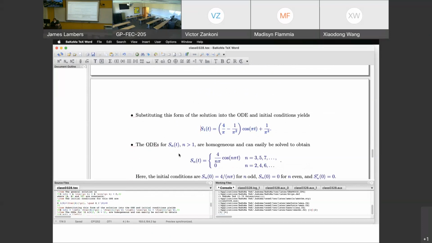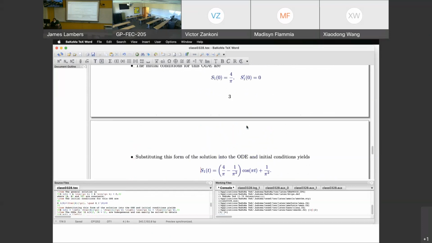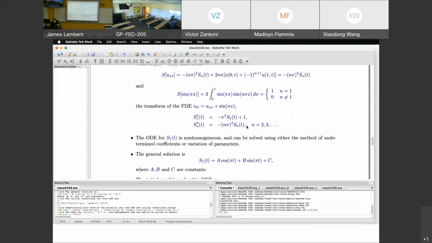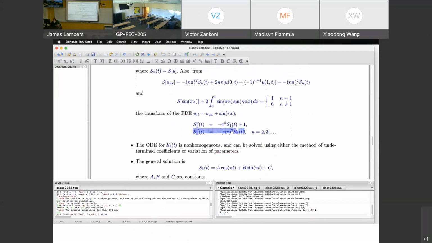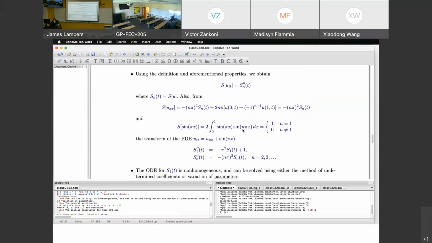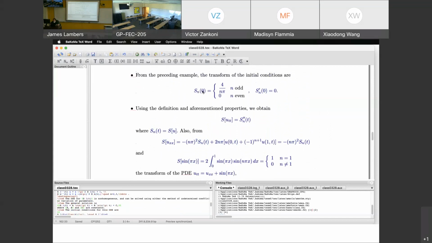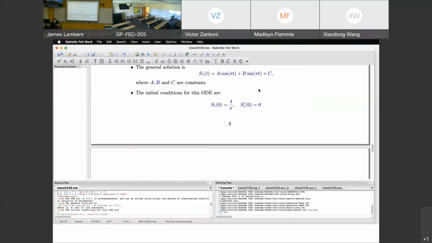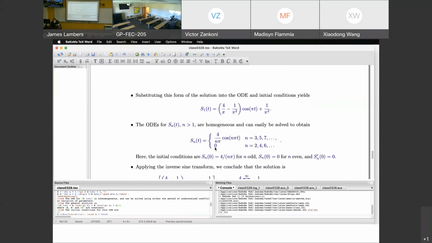For all other values of n, the ODE is homogeneous, so that's easier to solve. Now, for the case of n even, we have a homogeneous ODE, and for n even, both initial values are 0. That means the whole solution is going to be 0. So that leads us to Sn of t being 0 when n is even.